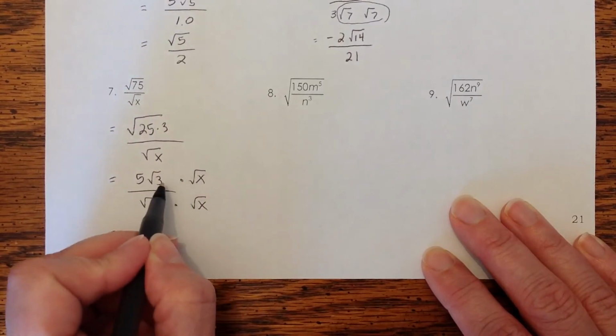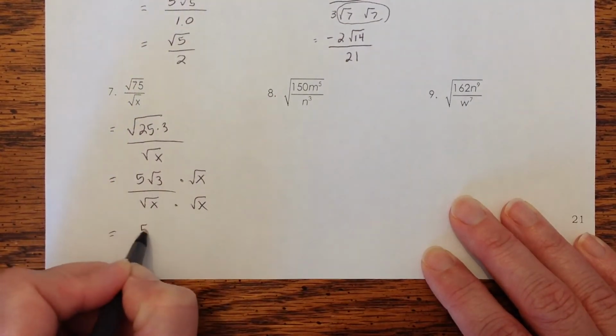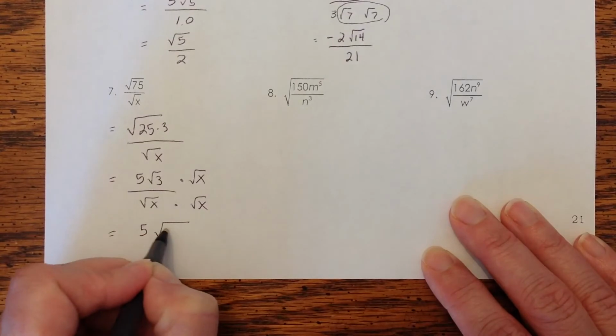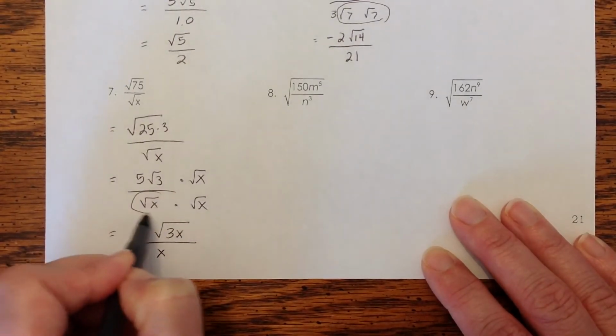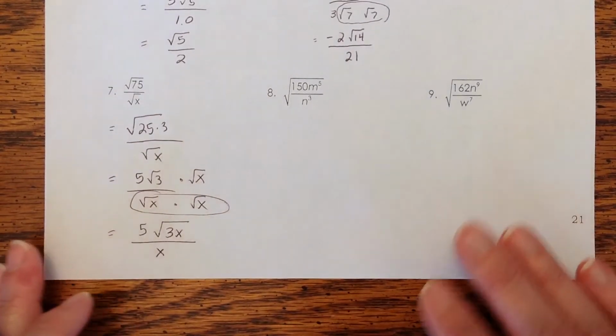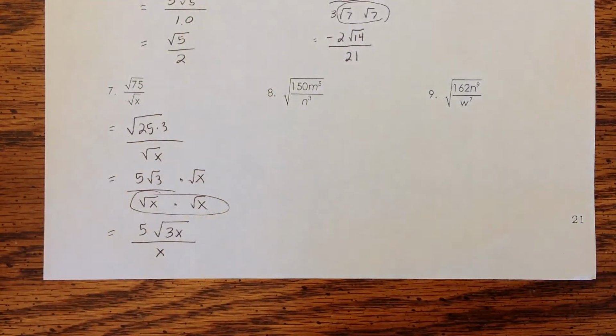Product rule in the top says multiply these together and keep them under a shared square root. So we get 5 square root of 3x over x, because again, when you multiply a square root by itself, they cancel and you're left with the radicand.